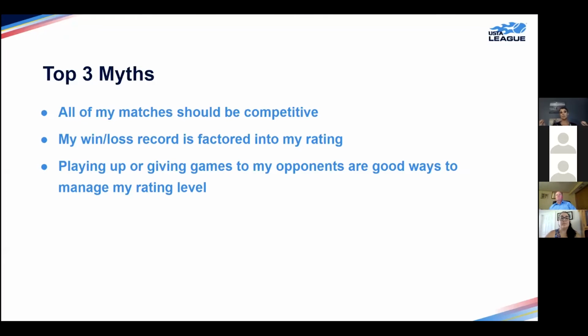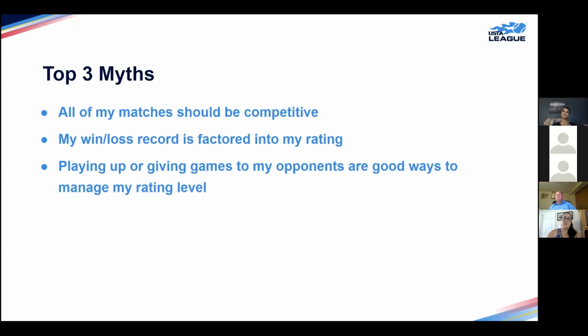I'm actually doing exactly what my rating suggests I should be doing. I'm losing because I'm playing players that are higher on that 3.5 scale than I am. So it doesn't mean that I'm at the wrong level. It doesn't mean that I should be dropped down. It just means that I happen to be playing opponents that are much higher rated.